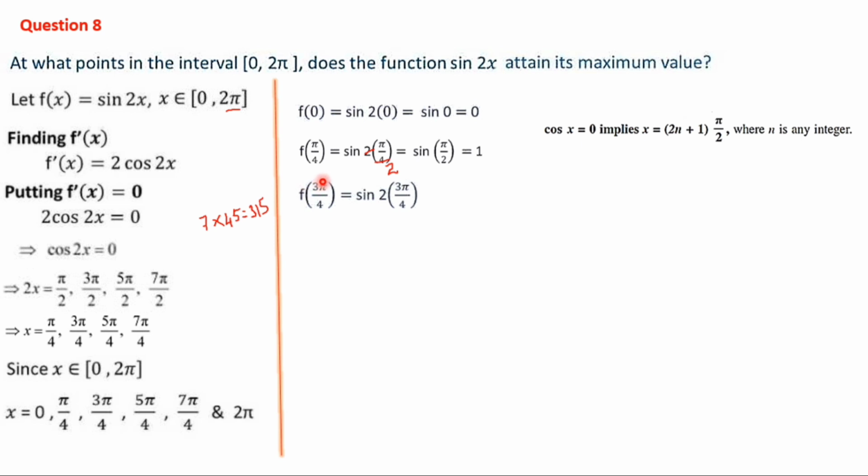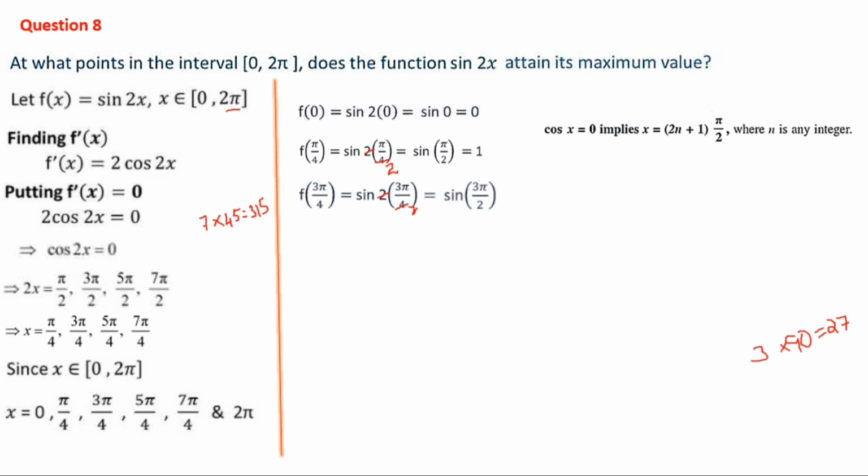Next is f of 3 pi by 4. f of 3 pi by 4 means sine 2 into 3 pi by 4. Here also 2 and 4 we can cancel. 2 and 4 when we cancel as before we will be getting 2 in the denominator. So we'll get 3 pi by 2. That is sine 3 pi by 2. Sine 3 pi by 2 means just we can find out in degrees the value, 3 into 90. So 3 into 90 means it is coming as 270.